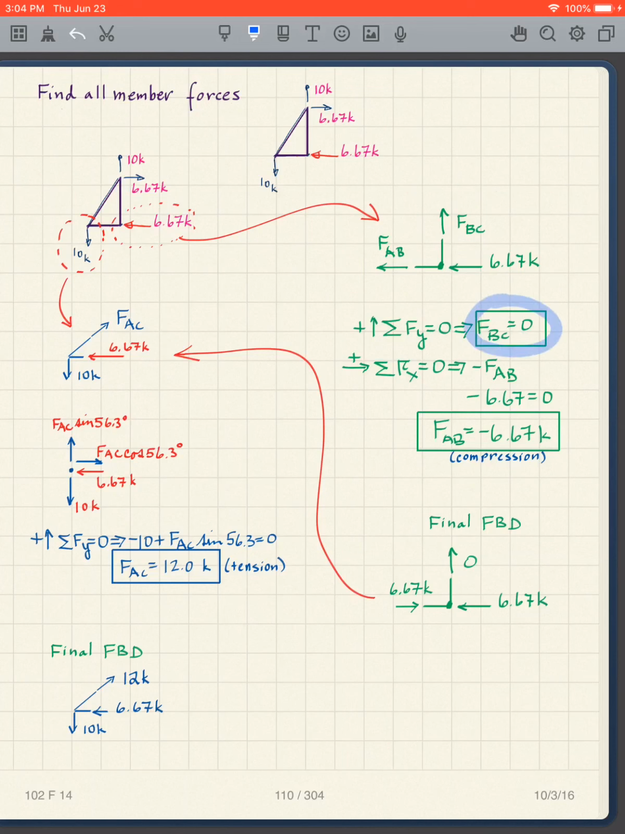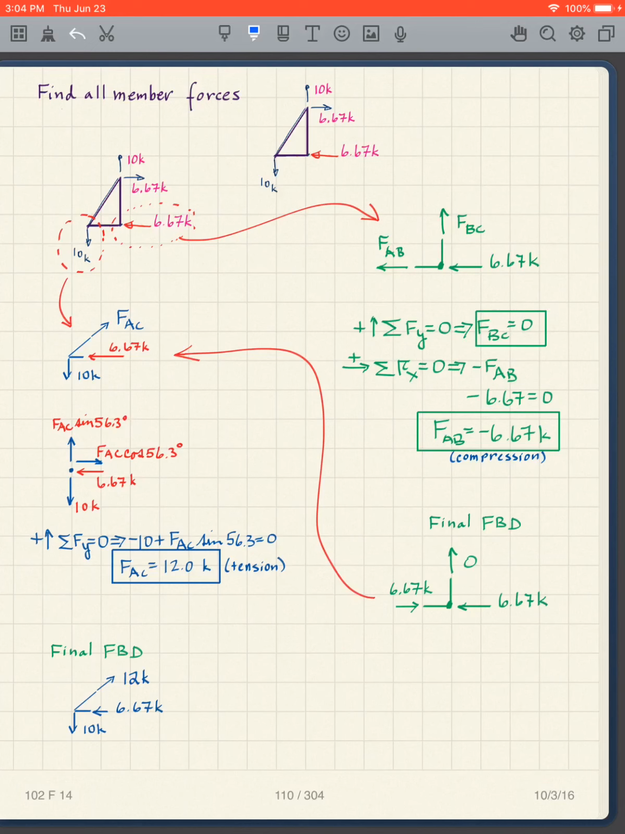That's using the sum of the force in the y direction. Sum of the force in the x direction, what I find is I'm looking at my picture and I have minus FAB minus 6.67 equals 0. And I solve for FAB, I get negative 6.67.